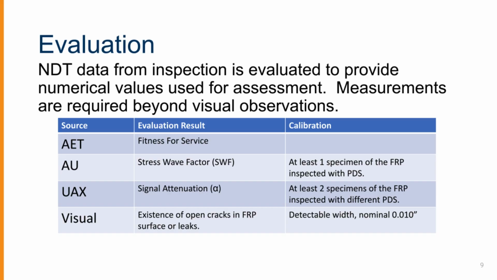So we have several different sources. We've got acoustic emission testing. I've talked a bit about that. Acousto-ultrasonic, which uses a type of ultrasound equipment and produces a quantity called a stress wave factor. Attenuation-based ultrasound, which determines the attenuation of the ultrasound as it passes through the material. And this becomes the attenuation created by the polymer. And of course, there's visual inspection, which tells us about the existence of open cracks or surface leaks.